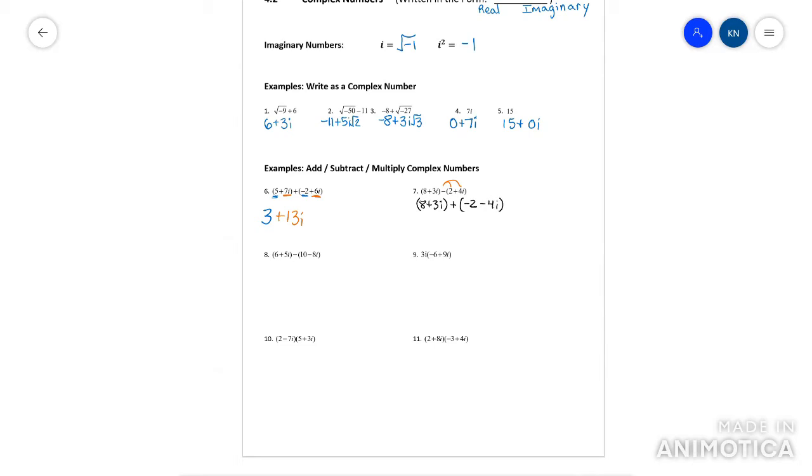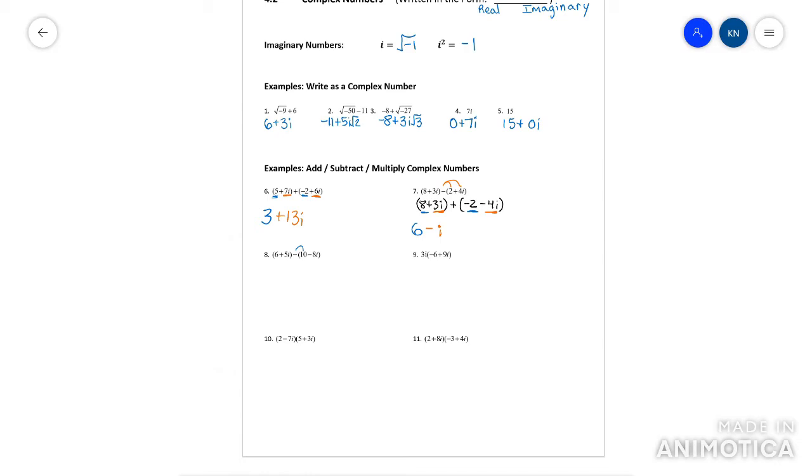And now it's just like the first one where I've got my like terms, 8 minus 2 is 6. And then I've got my 3i and negative 4i. Those combine to be negative 1i or just negative i. Same thing, you could put a 1 there if you wanted. It doesn't matter.